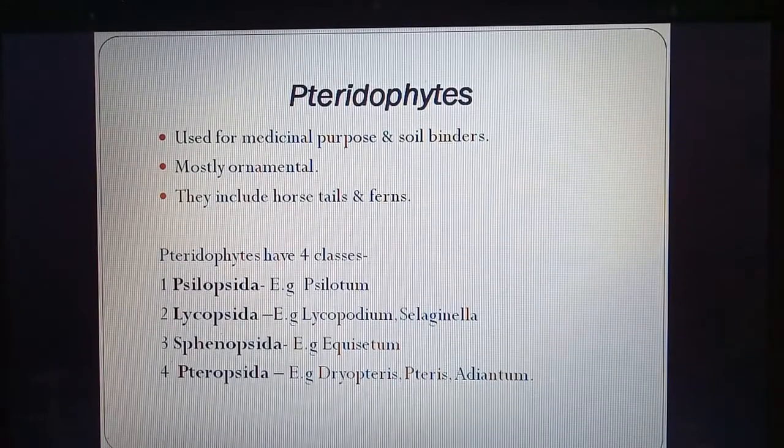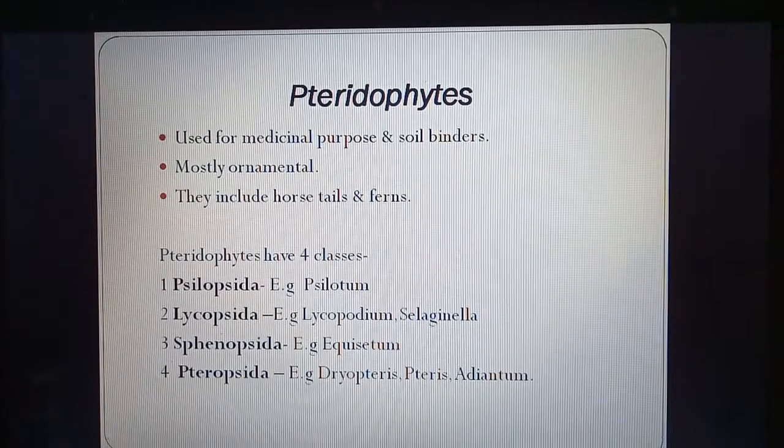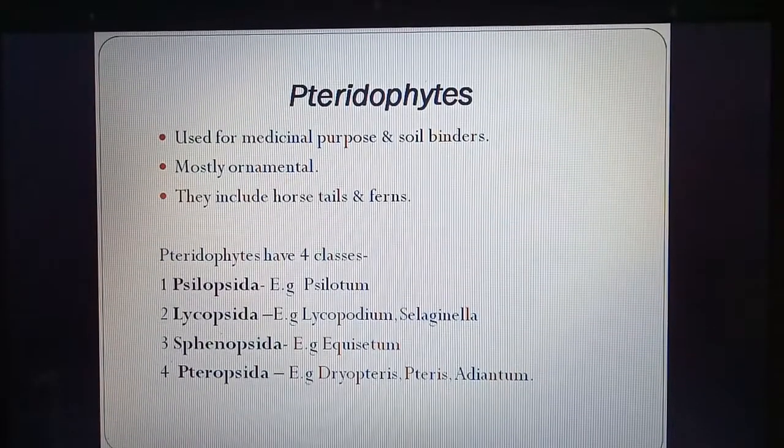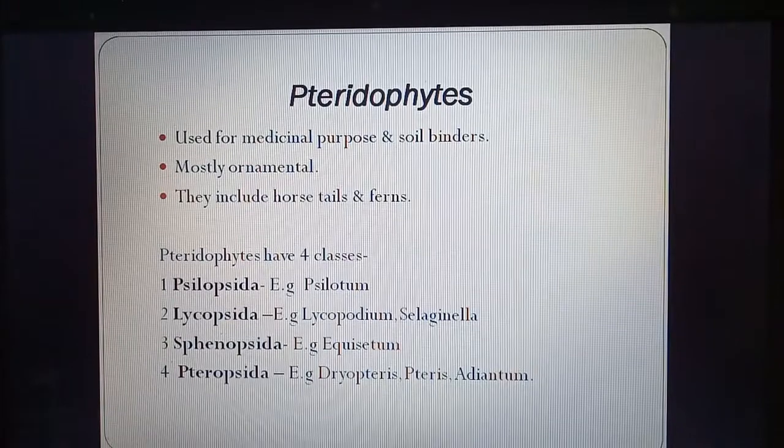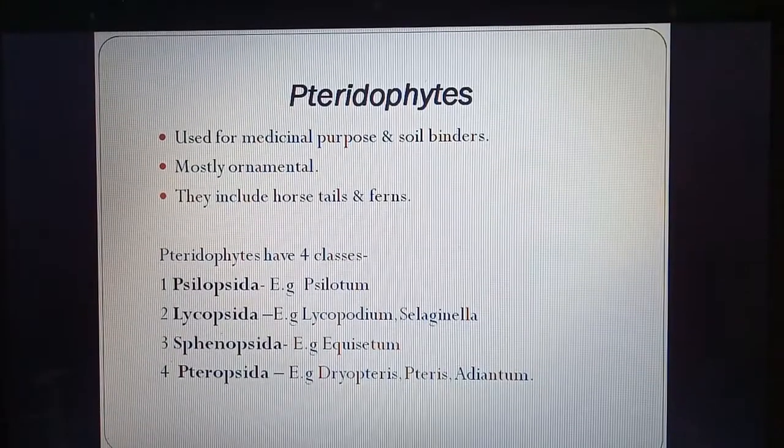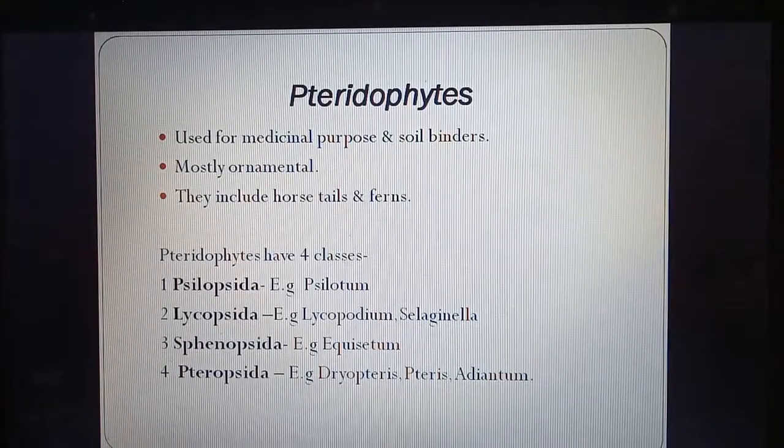Pteridophytes are divided into four classes. The first is Psilopsida. Example is Psilotum plant. Lycopsida. Example is Lycopodium and Selaginella. Sphenopsida. Example is Equisetum or horsetail. Pteropsida, which has Dryopteris. It is also called fern, pteris and adiantum. So these three plants are there in Pteropsida.